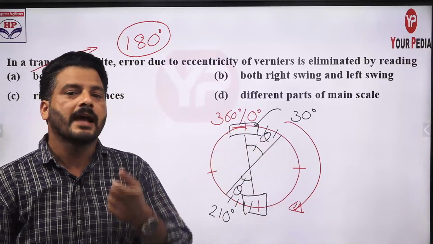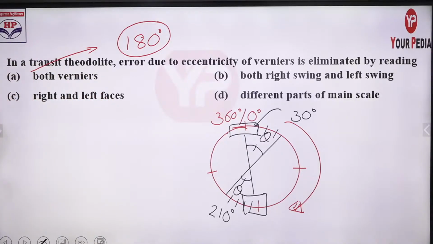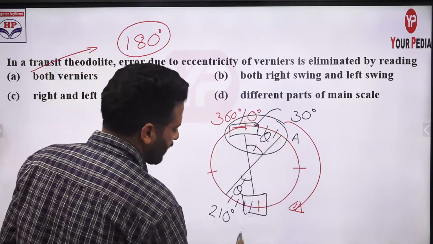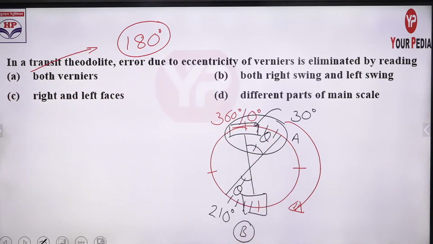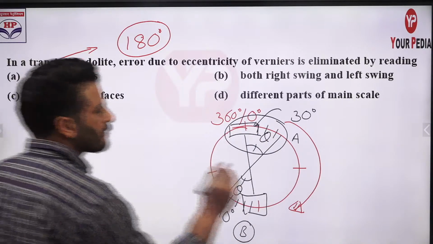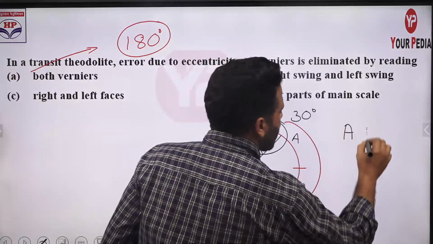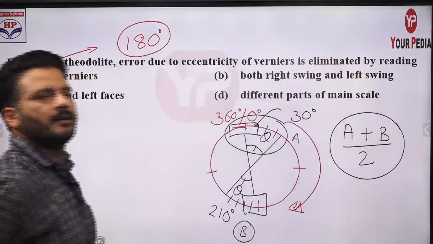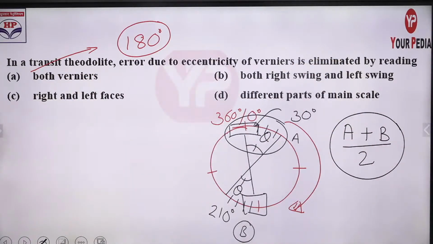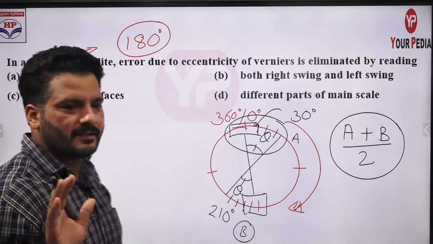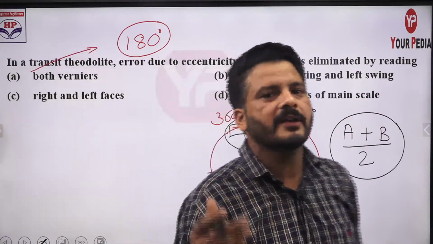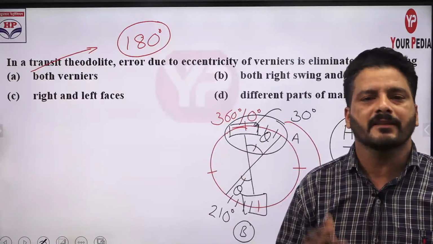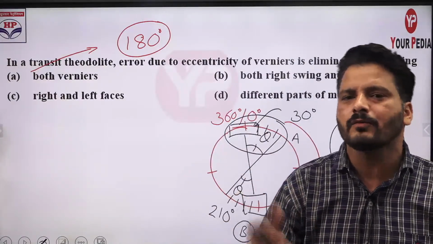The error in eccentricity is basically controlled by reading both vernier A and vernier B. You note both vernier values, add the readings from vernier A and vernier B, and take the average. Fine. In the question, there might be readings given to you, guys: vernier A reading in degree, minute, second, and vernier B reading also given. They will ask you what the correct reading is. In that case, you just directly add the two values and divide by 2.